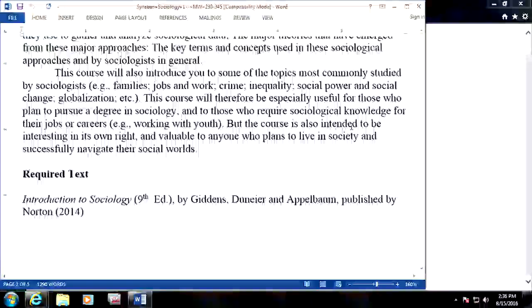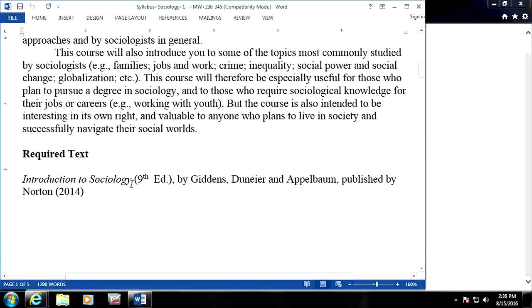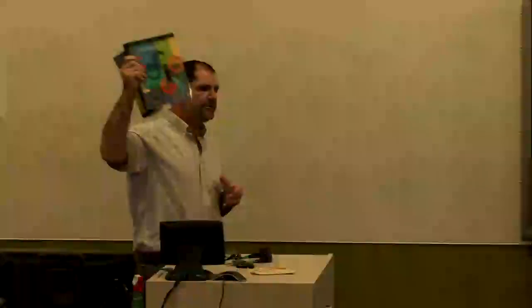One of the first things you need to do is try to get a hold of this textbook. You should be able to get it. I'm going to let you in on a little secret. Some of you will be mad at hearing this little secret. But you don't necessarily need the newest edition of this book to be able to do well in this class.